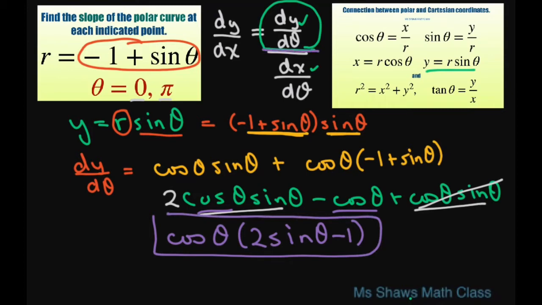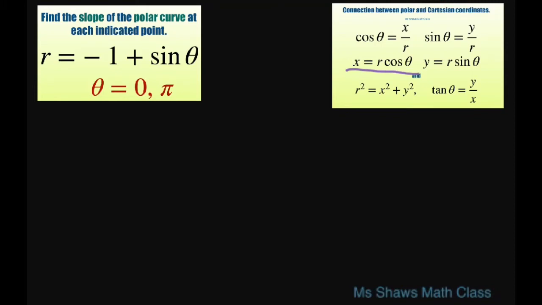So that's what we're going to put in for our derivative of y with respect to theta. Now let's do our derivative of x with respect to theta in a similar manner. So we look at our x, and x is going to be r cosine of theta, and then substitute in our r. So this is going to be -1 plus sine of theta times cosine of theta.